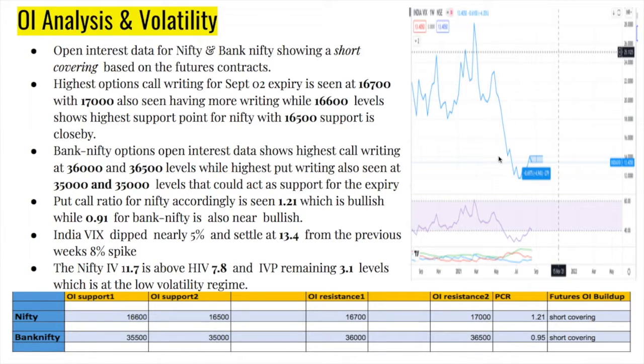VIX fell 5%, as we can see on the chart here, and settled at 13.4 levels, right? So it's low volatility levels. HV is historical volatility; implied volatility, you can see, is 7.8, which is lower than the 11.7 implied volatility of Nifty, which is okay. But you see the IVP at 3.1, right? IVP has to go up to above 60, 70, 80 levels only, then there is any prospect for the seller to do option selling properly, right? VIX continues to be in the lower regime.